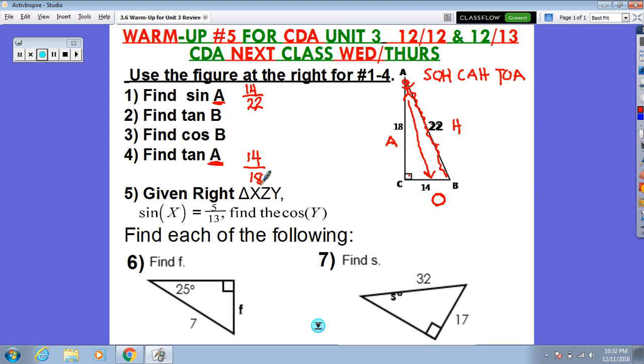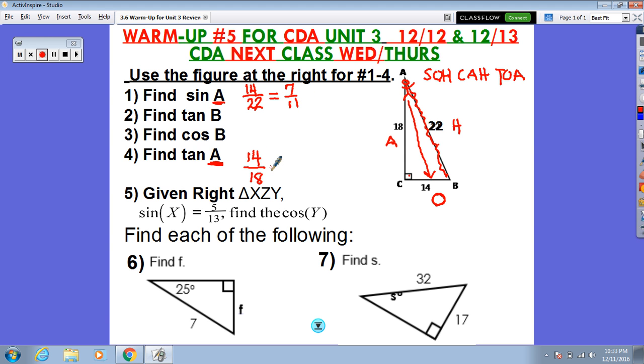Now, for each one of these fractions that I've just written, we need to simplify them because they're both even numbers. I know that these two numbers can simplify. And if you're not sure how to simplify, you can just type in your calculator 14 divided by 22. Hit enter. It gives you a decimal. We do not want the decimal answer. So we hit math and hit enter 2 times. It will simplify your fraction for you, so you don't have to worry about simplifying it wrong. So the sine of A is 7 over 11.